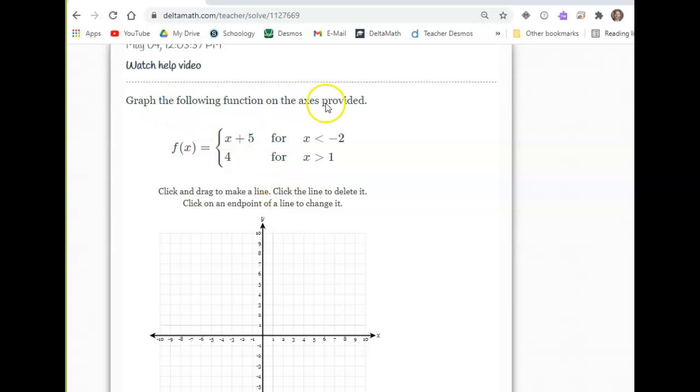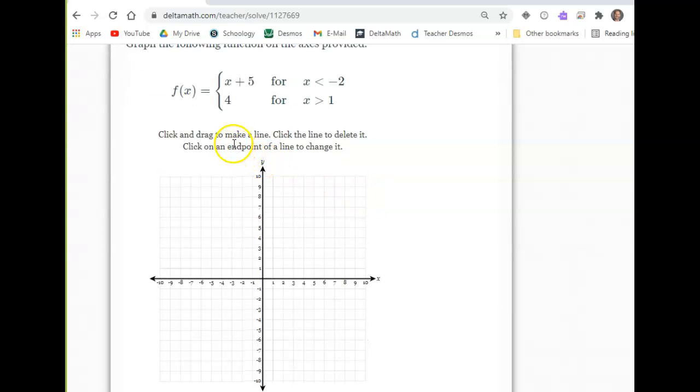All right? It says graph the following function on the axes provided. So I have to graph this. So I want x plus 5 for this piece. So what do we have to do? We have to drag to make the line, click the line to delete it, and then click on the endpoint to change it. So I want x plus 5. What I'm going to do is go up to plus 5, and I'm going to do a slope of up 1 over 1, up 1 over 1, and I'm going to go for as much as I need to. Now, this is for x is less than negative 2.